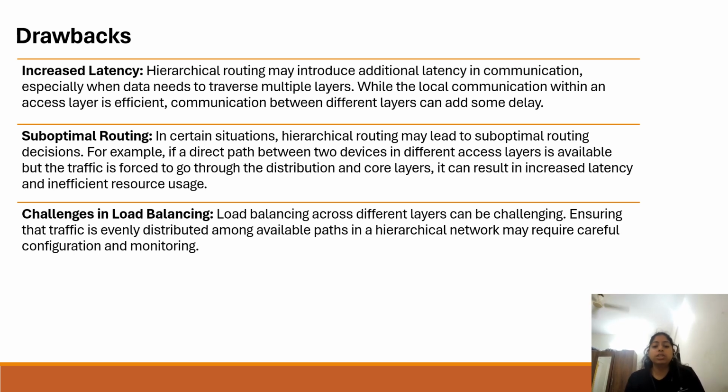Suboptimal routing. In certain situations, hierarchical routing may lead to suboptimal routing decisions. For example, if a direct path between two devices in different access layers is available, but the traffic is forced to go through distribution and core layers, it can result in increased latency and inefficient resource usage.